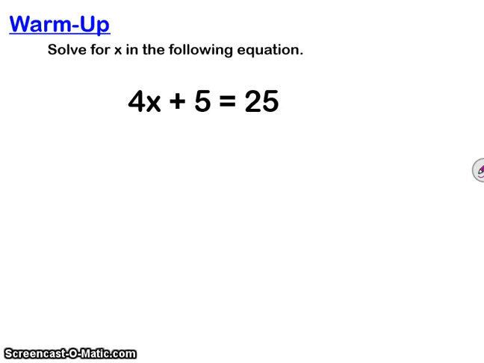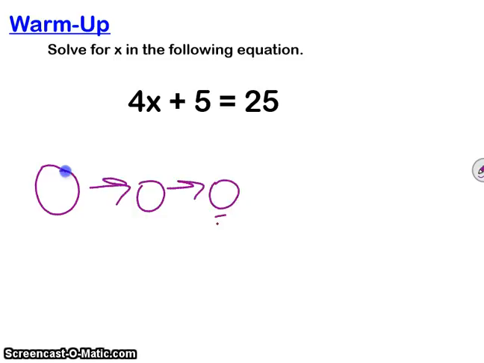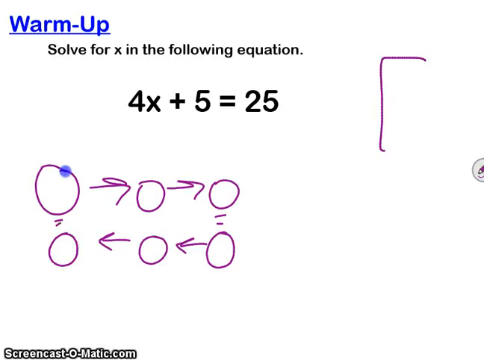This is your warm-up. It says solve for x in the following equation: 4x plus 5 is equal to 25. Remember that you can do this a couple of ways. You can use your flowchart. If you don't like that way, you can also use your do and undo boxes. And remember that third step was to use nothing and just solve it just by itself.